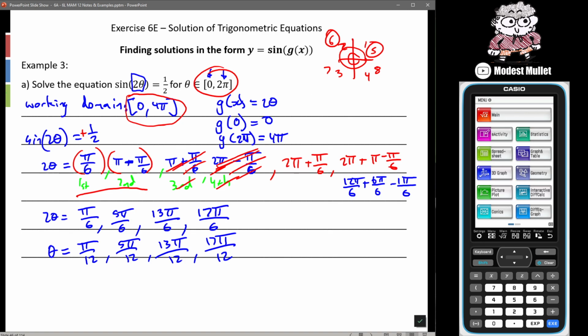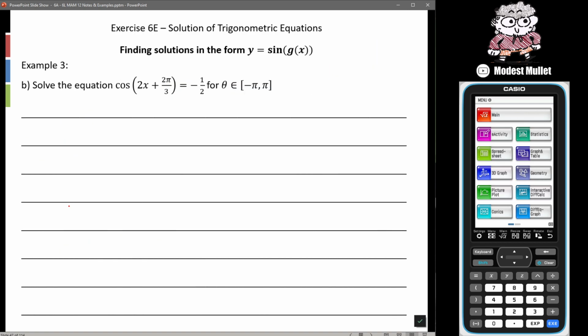If you're comfortable on this idea, find the working domain, solving, finding all the matching symmetrical quadrants that get the correct sign, then that's fine, and then it's just moving the 2 over, and you're probably pretty happy to go ahead and have a go at some problems.